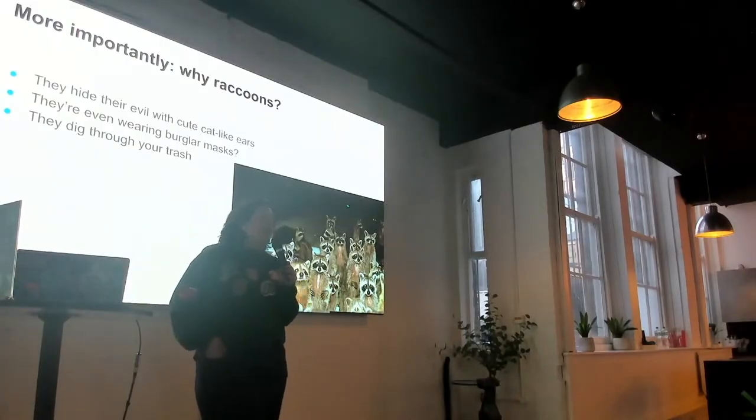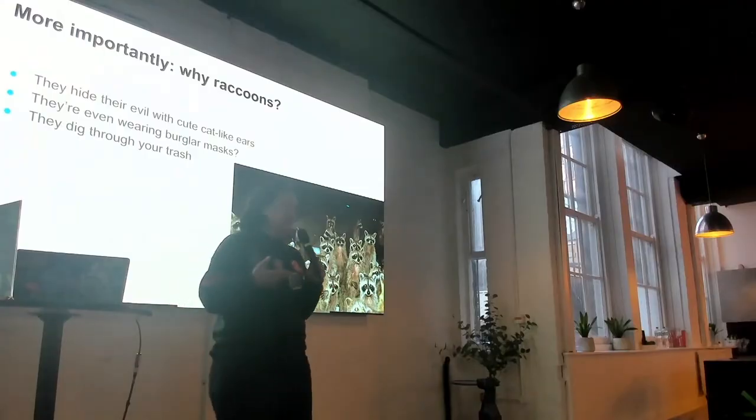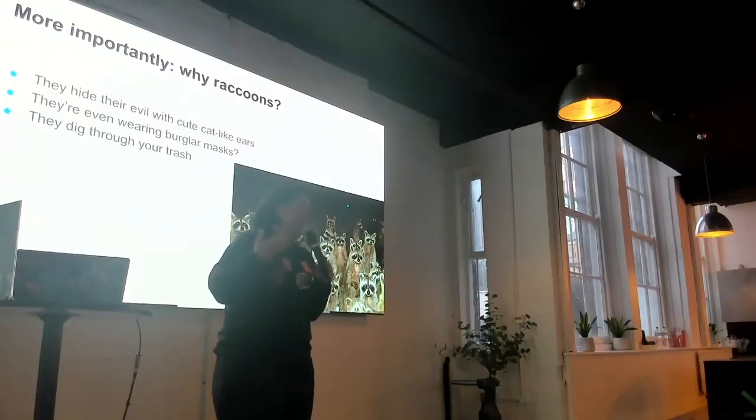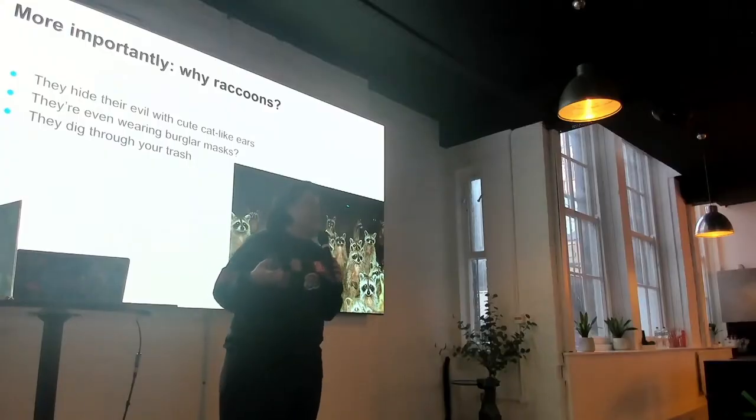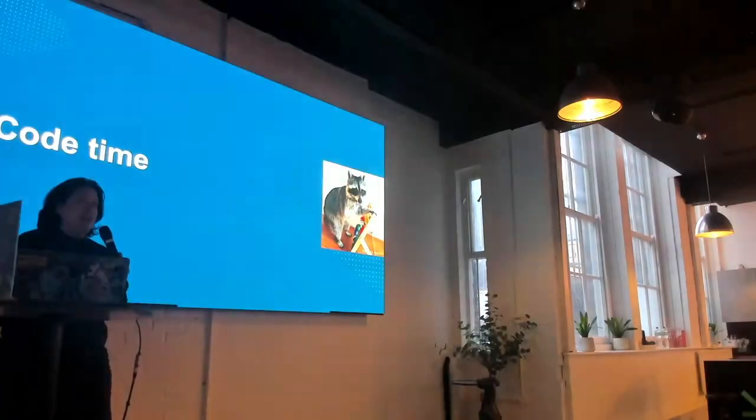In Vancouver, they're affectionately known as trash pandas because they like to eat trash. So that's my relationship with them. They do look adorable, like little bandits, but they will rifle through your trash. They're wearing burglar masks, evil, and they dig through your trash, also evil. So we should probably filter out the raccoons because we have to assume that here in Europe, they are invasive.